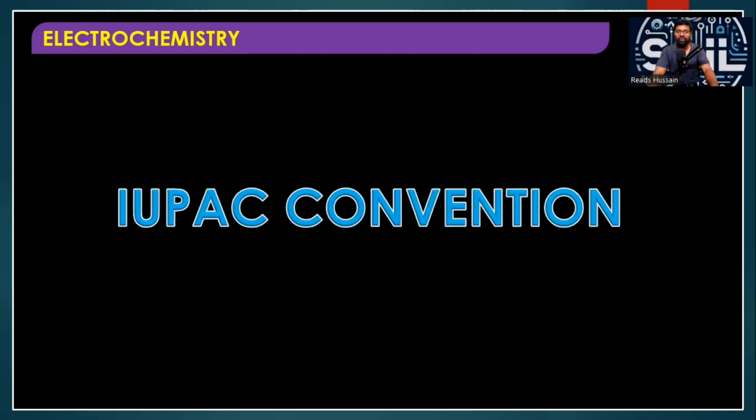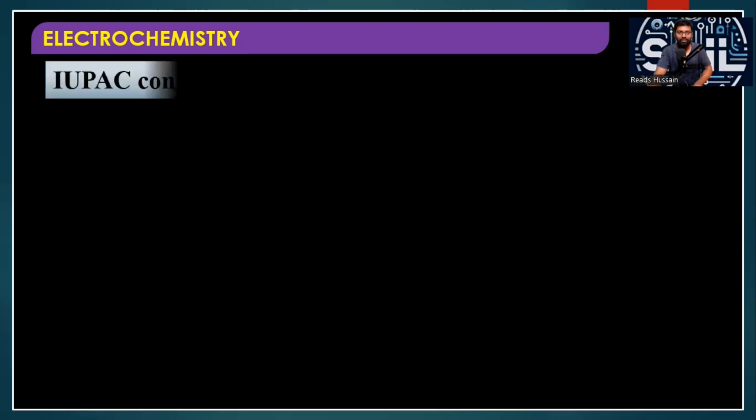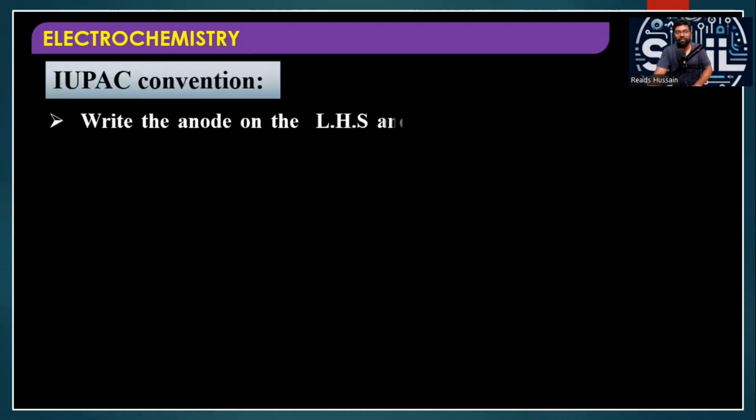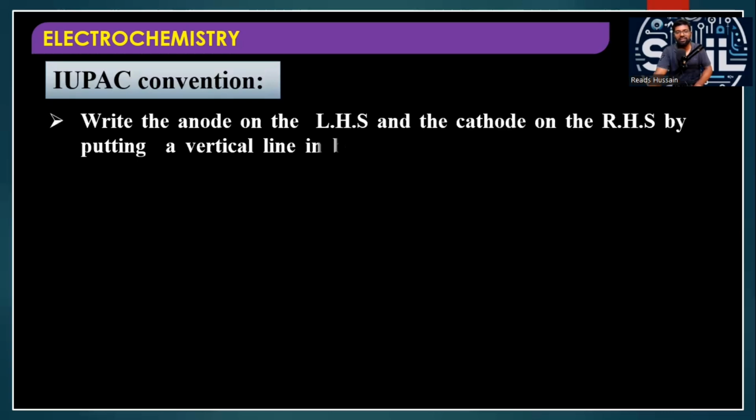And for this, we have some IUPAC convention. What is IUPAC? IUPAC means International Union of Pure and Applied Chemistry. According to this union, there are certain rules, and based on those rules, we are going to represent the galvanic cell. Why is the representation of a galvanic cell important?